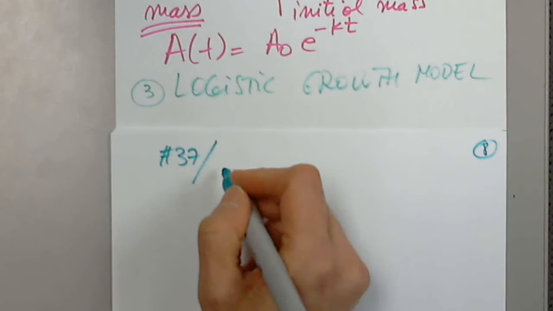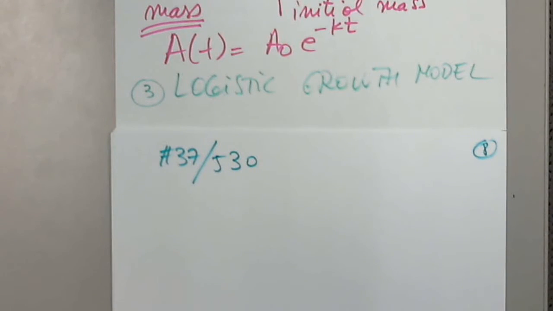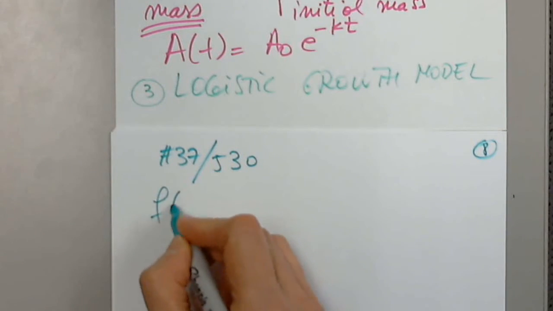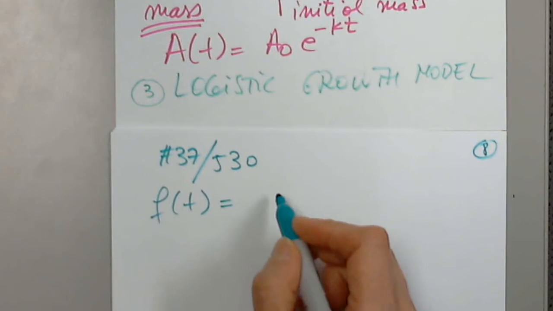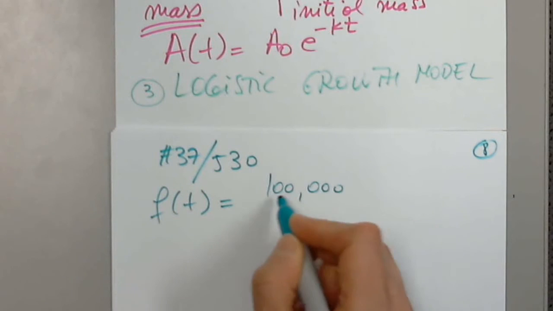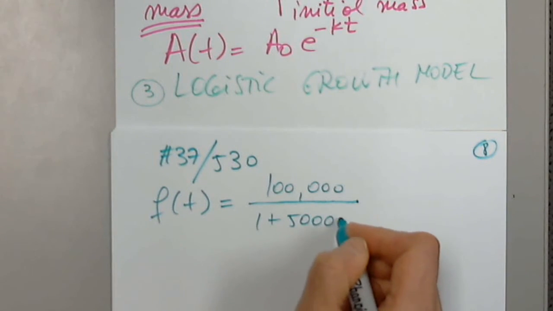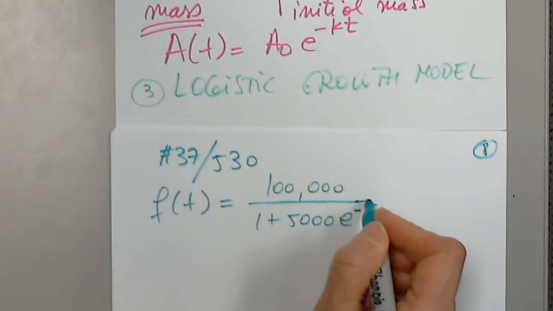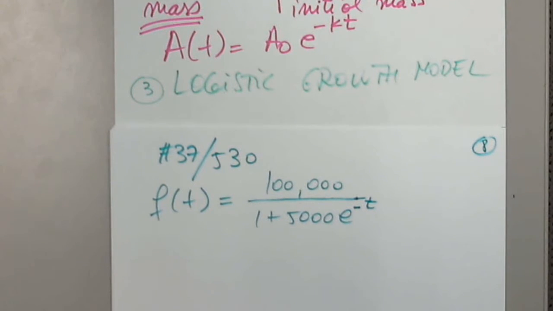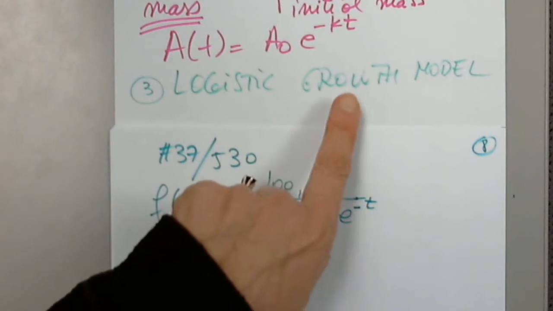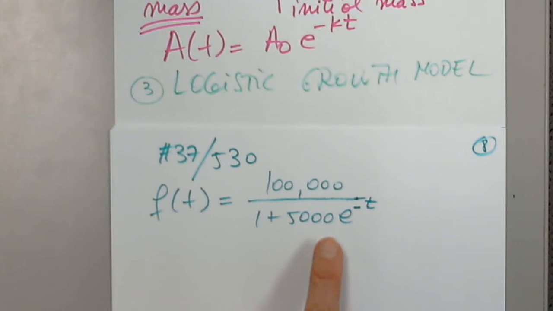On page 530. Let's read the problem. The logistic growth function, f of t, equals 100,000 divided by 1 plus 5,000 times e to minus t. This is a logistic growth model. First of all, I have to identify what they mean.